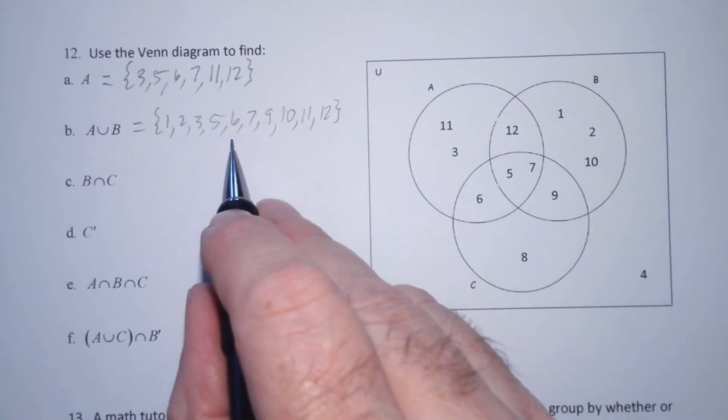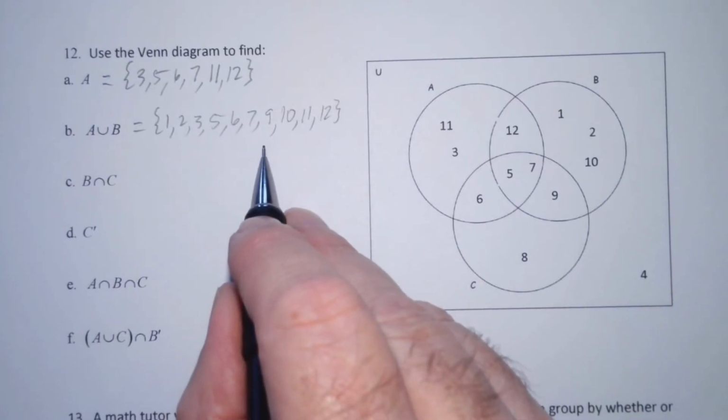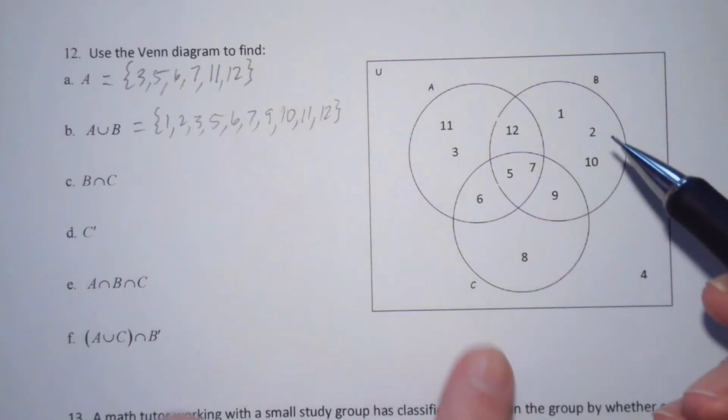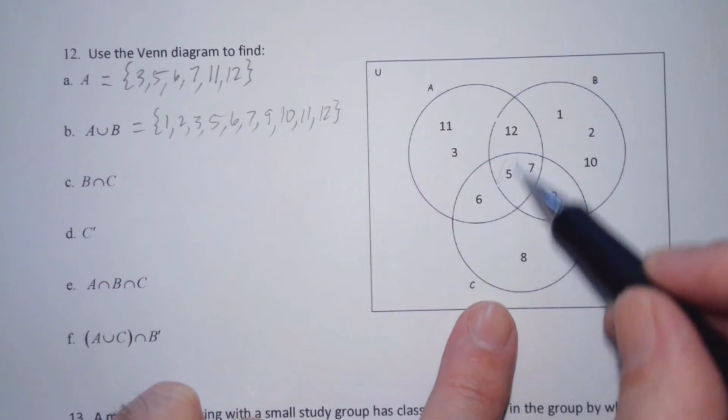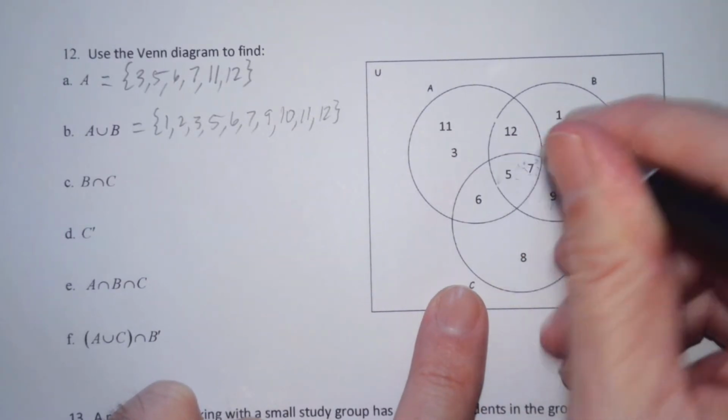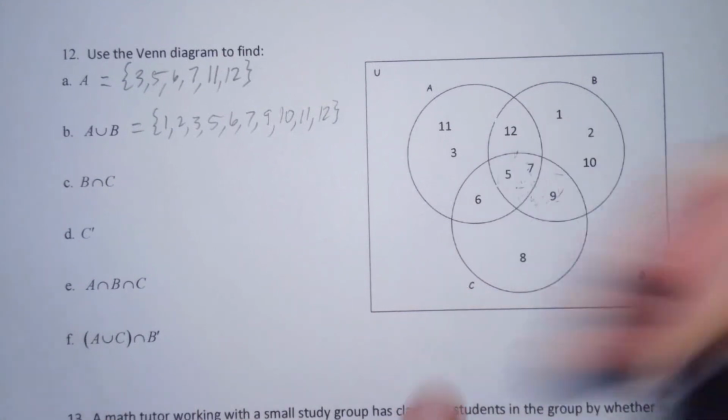Let me just double check that I didn't miss anything. That looks good. B intersects C. Let's see, that's what B and C have in common, so that's basically this region here. So 5, 7, and 9.